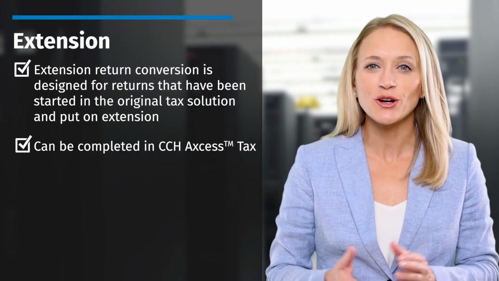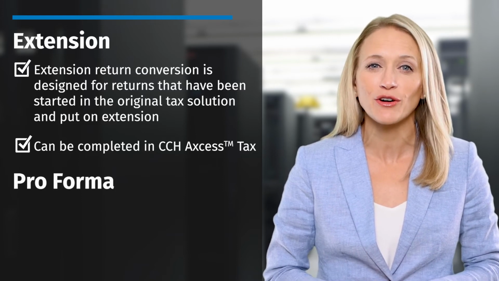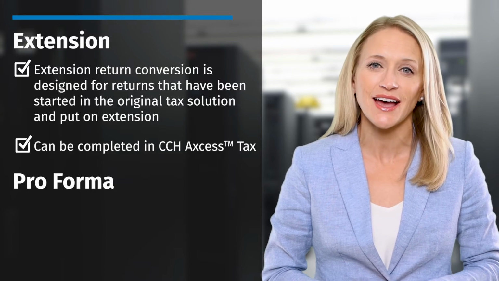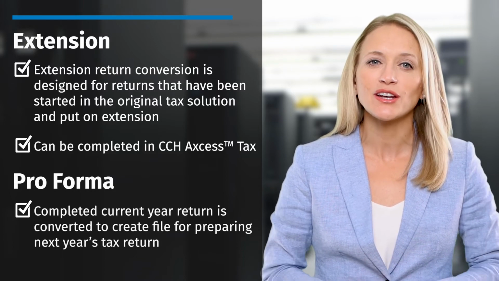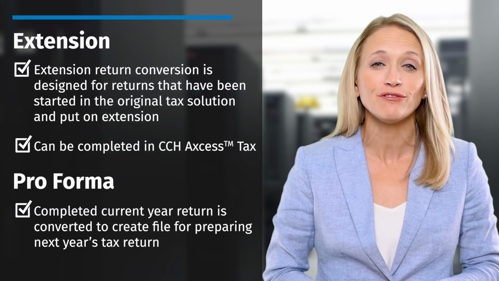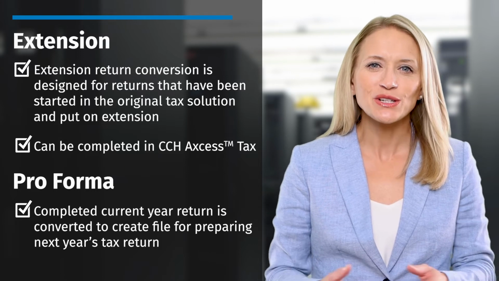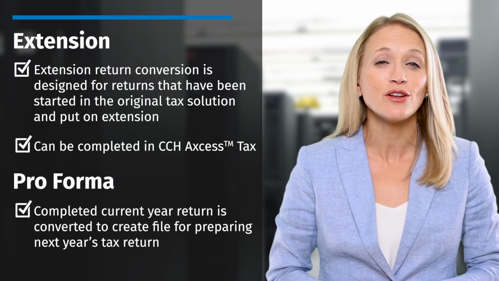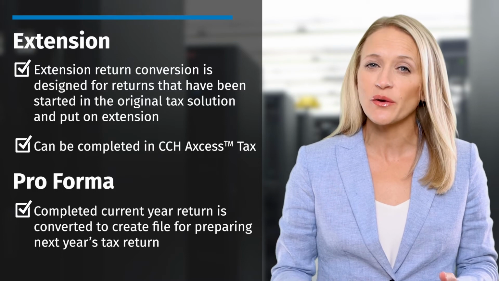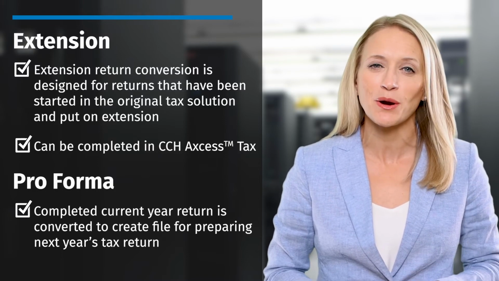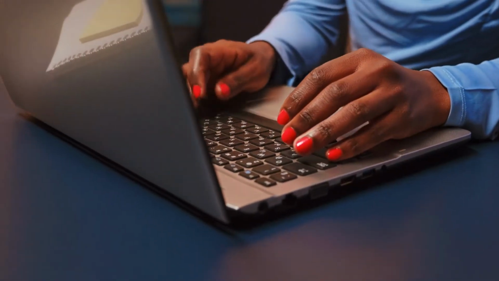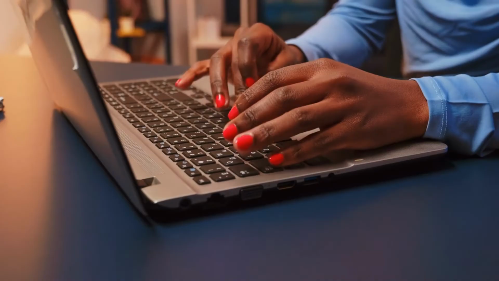In most cases, returns are converted using the pro forma conversion for first use in the next tax year. In other words, a completed current year return is converted to create the file necessary to begin preparing the next year's tax return. Return files are converted starting in November each year, so the necessary roll forward can begin in December. Once the tax software for the next year is available, converted returns rolled forward to the next year can be reviewed, edited, and any tax information not converted can be added to the file.